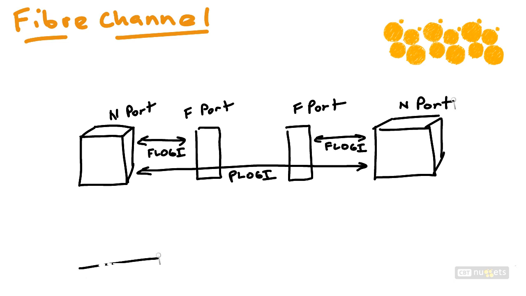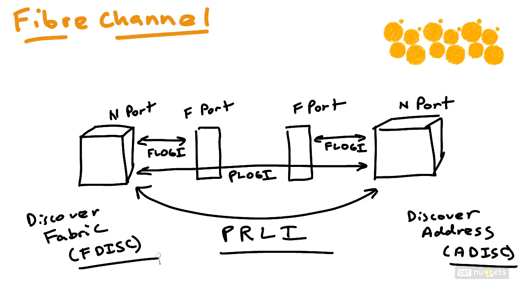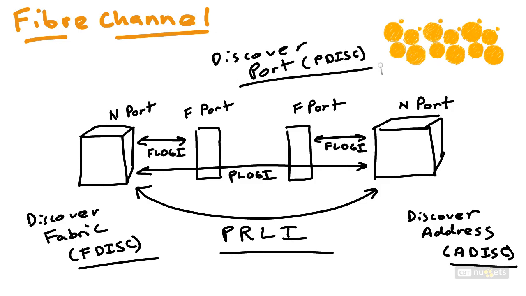And notice the abbreviation here is FDISC. And finally, we have the discover port service parameter that can be used to verify the service parameters that exist for another N port, and this is abbreviated PDISC.